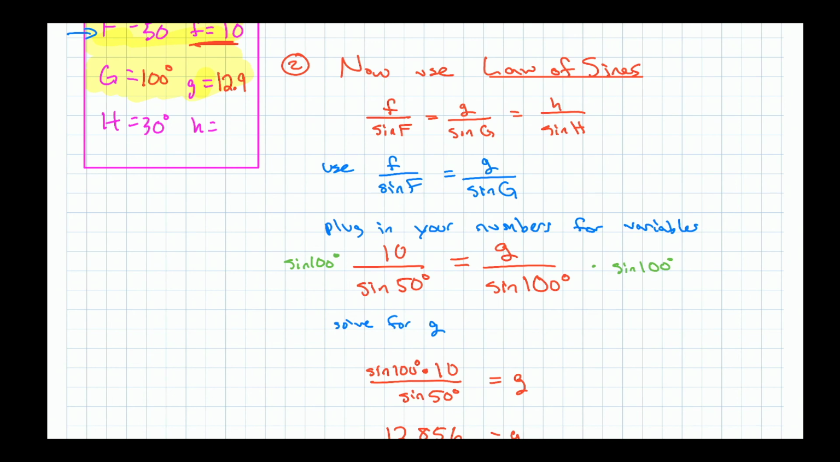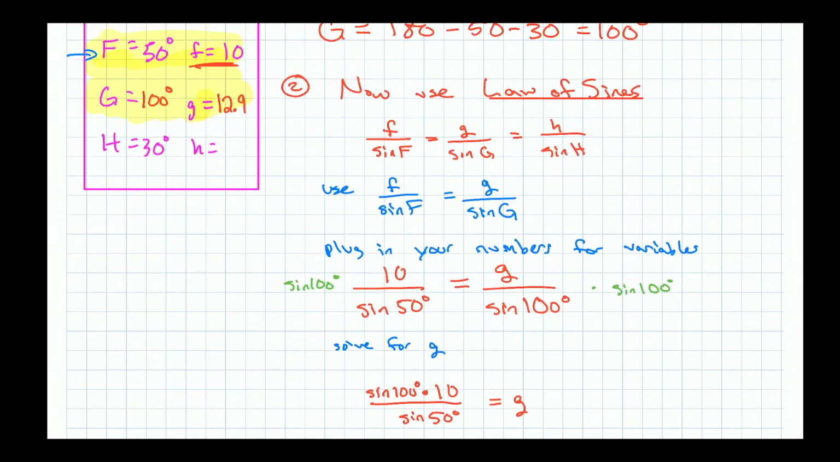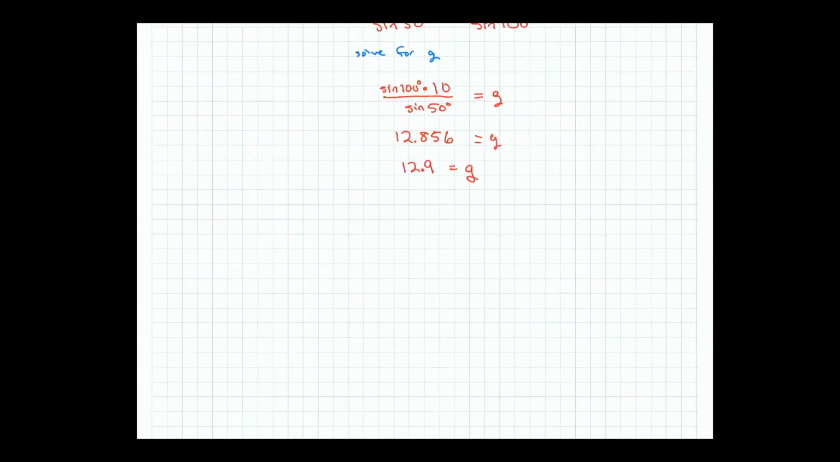All right. What did we do? We used law of sines to find g is what we did. Now we also need h. So next thing, we're going to use the law of sines again.